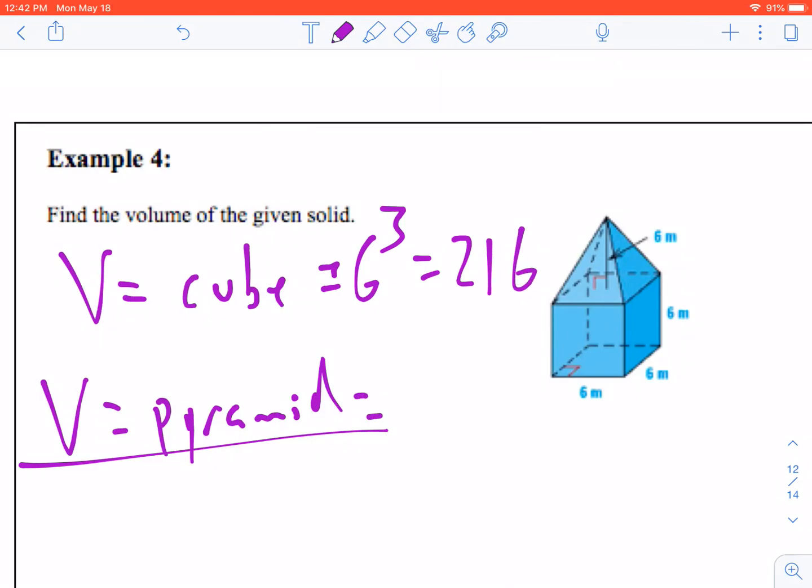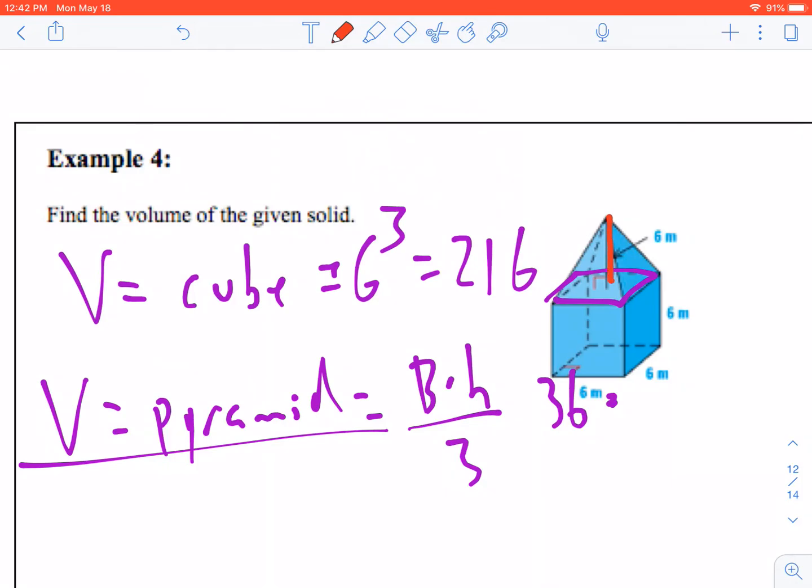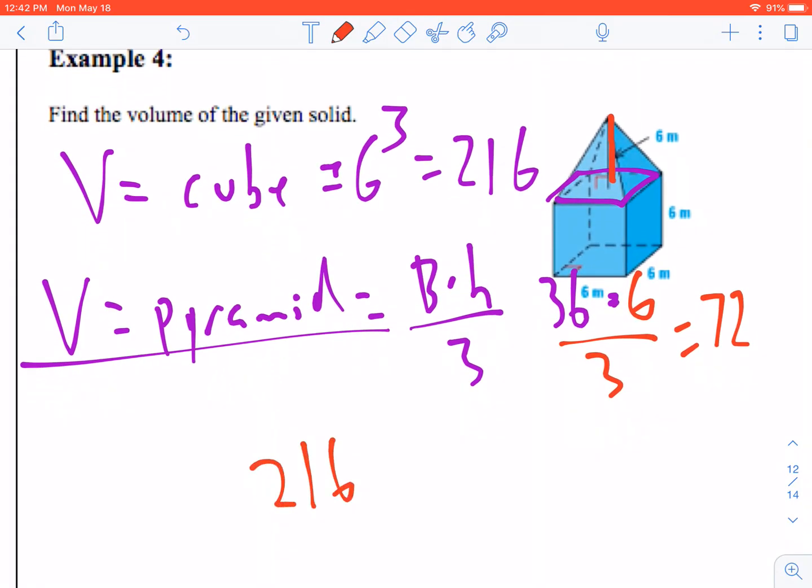For your pyramid then, your pyramid is area of the base times your height divided by 3. Well, the base of your pyramid, it is a square, so it is 6 times 6. So I got 36 times the height of that pyramid. Now remember, it's the height of just the pyramid. Height of just that pyramid is 6 divided by 3. So we got 36 times 6 divided by 3. We get 72 for the volume of our pyramid. To find the overall volume then, it is 216 plus our 72. So we get 288. Looking at your units, it is meters cubed.